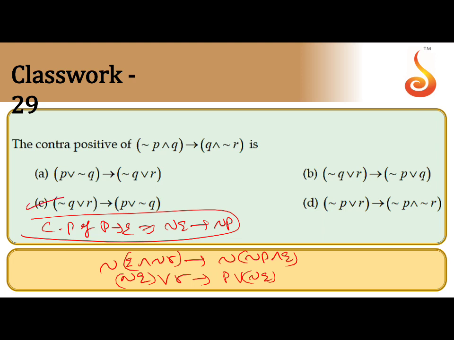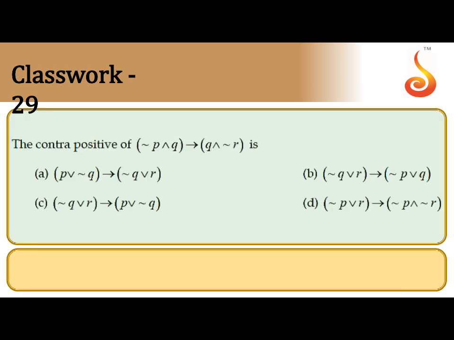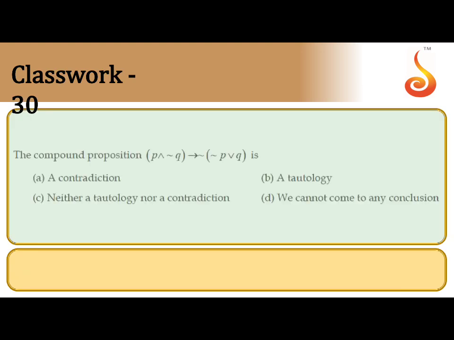So sharpness is required in solving these questions. I hope this one is clear. Understand? Once again, negation of Q and becomes R. Negation of R is R. Negation of P is P, and becomes R. Negation of Q. That's it. So check the answer. C is correct.